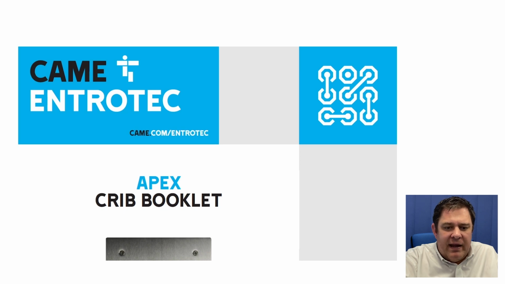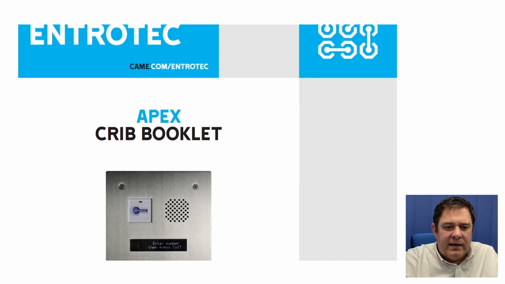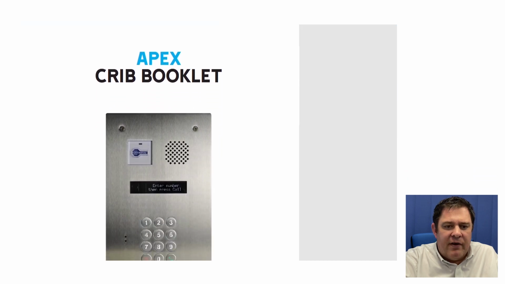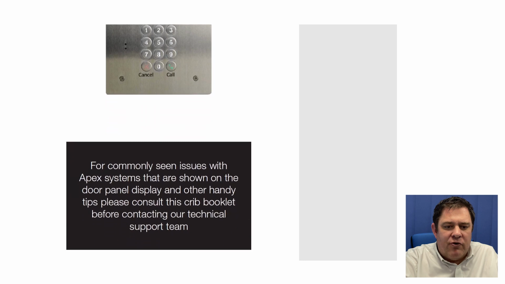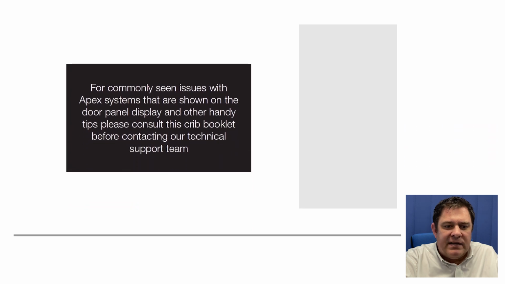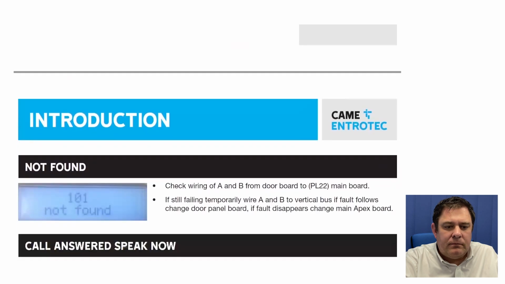So really with the Apex system, you're going to get two issues. One is a data issue and the other one is a speech issue. This data sheet here will take you through that. I'll just scroll through the sheet here very quickly. So there we go, it's an Apex crib booklet and it explains the commonly seen issues with the Apex system.